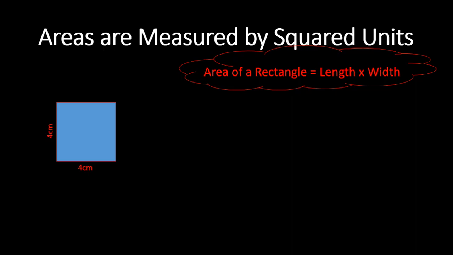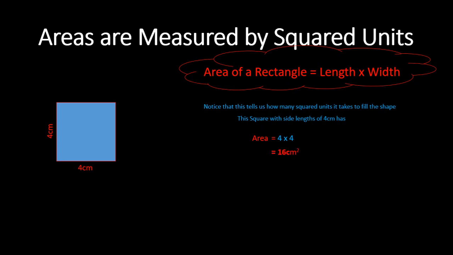Now to find the area of a rectangle, we do length times width. This square is a special type of rectangle because it just has two sides which are the same length. So we're going to do the area of this square by doing length times width. Notice that that will tell us how many squared units it takes to fill the shape. This square with side lengths of 4 centimeters has an area of 4 times 4, that's 16. That's 16 centimeters squared. Now we're used to calling these units of measure centimeters squared with the little 2 up top, but that actually does translate to being centimeter squares.